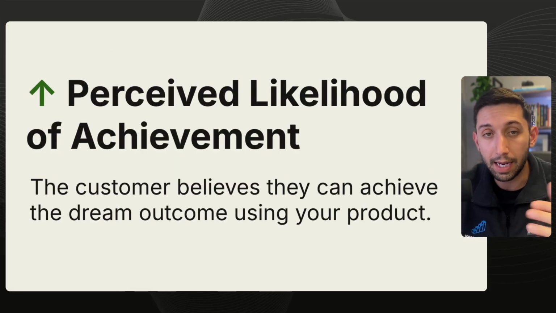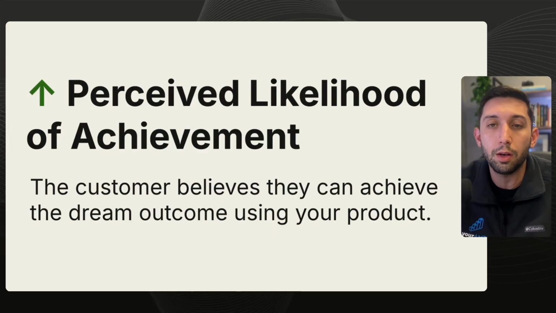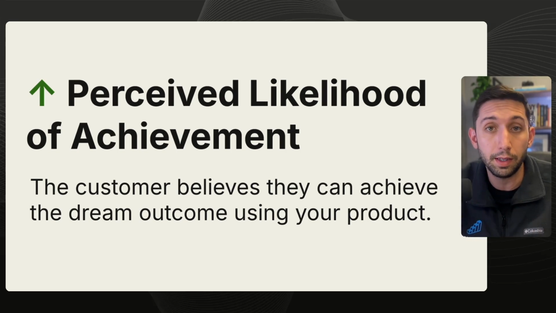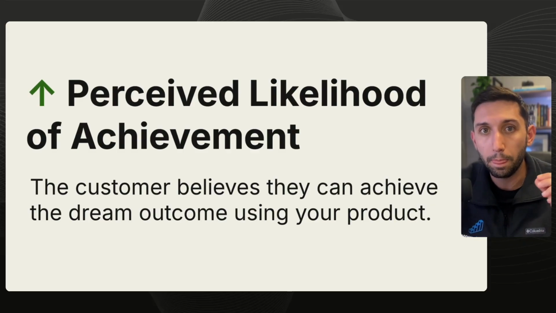Now, second strategy, increase the perceived likelihood of achievement. So the customer believes they can achieve the dream outcome using your product. It's not enough that you're saying that my supplement is going to help you lose weight. You actually need to convince them that, hey, this is the actual solution I need to losing weight. And I really believe that, and now I really want the product. So perceived likelihood of achievement is they believe it's going to work.